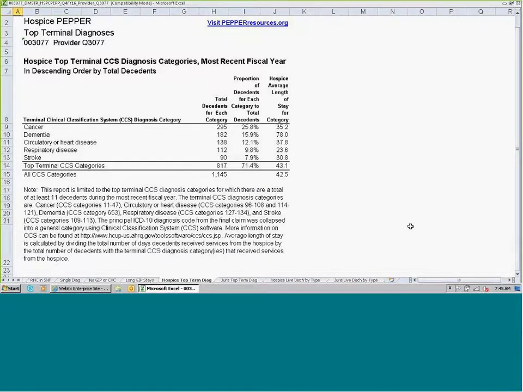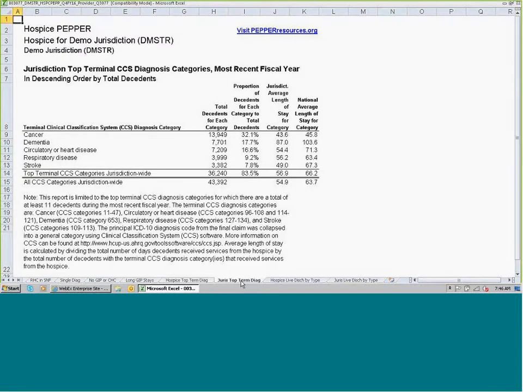I also want to mention that these categories will display on this report as long as there are at least 11 beneficiaries or decedents in each category for the most recent fiscal year. We can click on the Jurisdiction Top Terminal Diagnoses tab, and here is where we find the jurisdiction level information. It is presented in the same format as the hospice-specific report. We have added here the jurisdiction average length of stay, and we also include the national average length of stay.